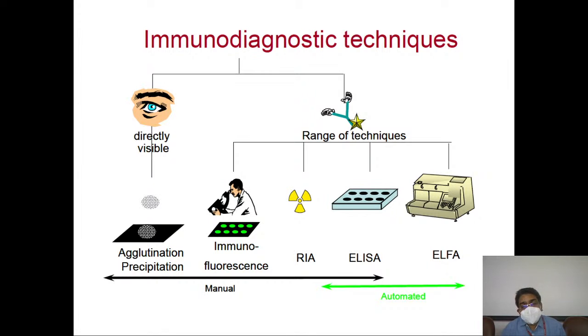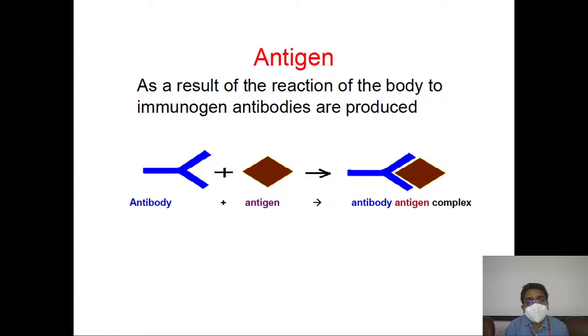Immunodiagnostic tests can be directly visible or visible through a machine or a microscope. Agglutination reactions or precipitation reactions are directly visible, while there are other techniques like IFA, immunofluorescence, which we see through the microscope, and radioimmunoassay. The most common is ELISA, which is most routinely practiced. Enzyme linked fluorescence assay, ELFA, is a technology applied in certain tests like miniVIDAS. So these are the different modalities. They can be manual or automated. There is a range of techniques.